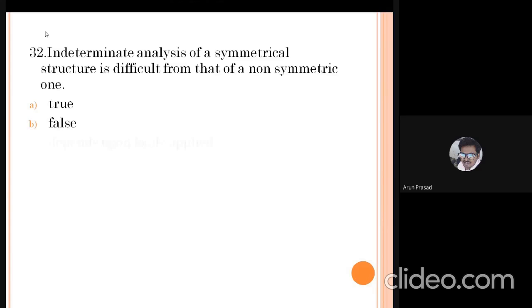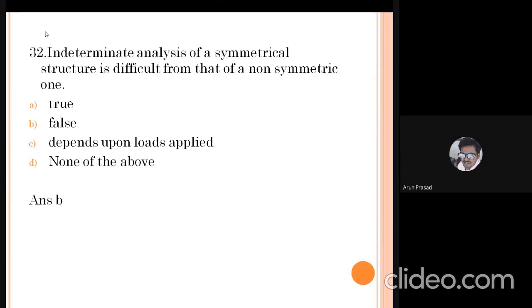Okay. So the answer for this question will be false. Whether you are analyzing a symmetric structure or a non-symmetric structure in the determinate, that is in indeterminate analysis, it won't be difficult when comparing the symmetric and non-symmetric.